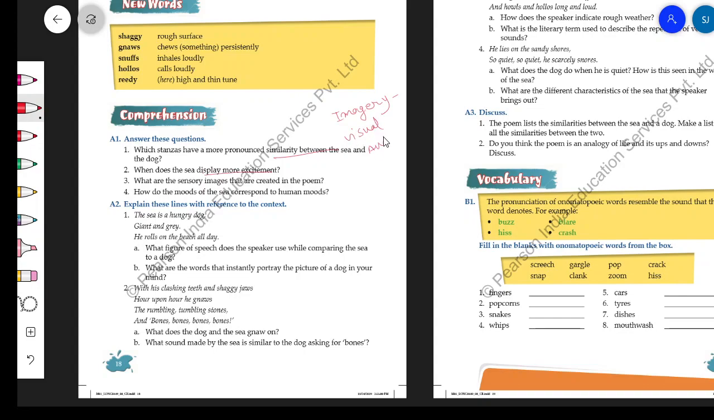Visual, auditory, tactile, olfactory, gustatory. विजुअल इमेजरी जहां पर जो देख सकते हैं जिन चीजों को, या ऐसे डिस्क्रिप्शन जिनको हम अपने आईज के थ्रू देखते हैं नॉर्मली, लाइक कलर, साइज, शेप, मूवमेंट एंड एवरीथिंग, ये आपकी विजुअल इमेजरी में आता है.